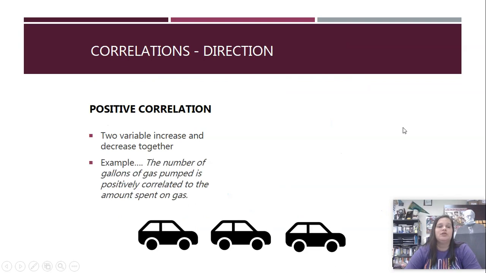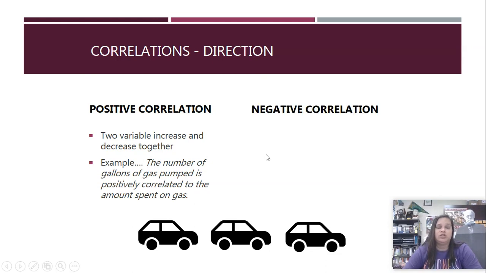So, for example, in a positive correlation, two variables will increase or decrease together. So they're moving in the same direction. It could be decreasing, but they're both going in the same direction. For example, the number of gallons of gas pumped is positively correlated to the amount spent on gas. The more gas you pump, the more money you'll spend. The less gas you pump, the less money you'll spend.